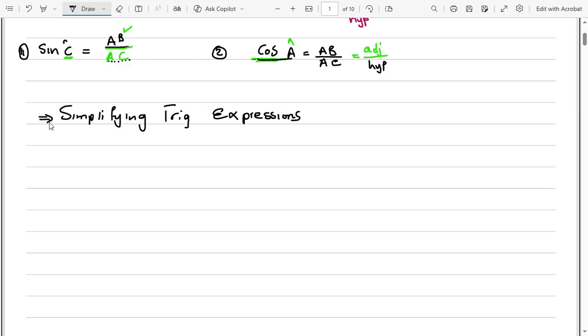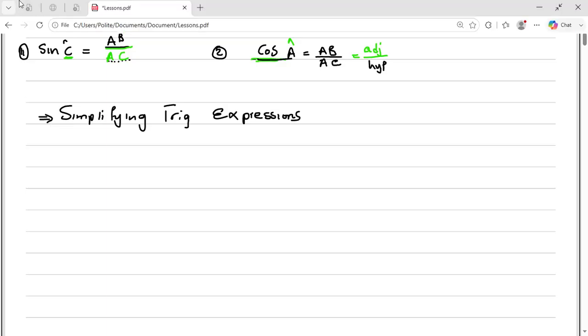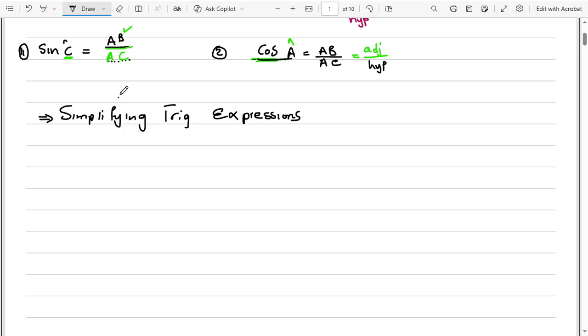Okay, so when we simplify trig expressions, let's say that we need to simplify the value of the sine 60 degrees, right? And then the sine 60 degrees is multiplied by the tan 30. You understand that? This is divided by the sec 45.